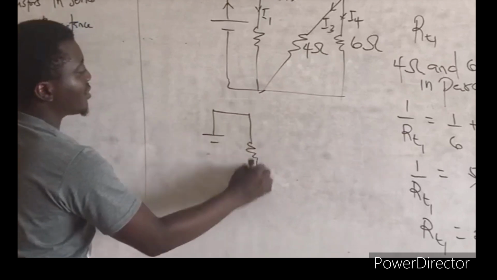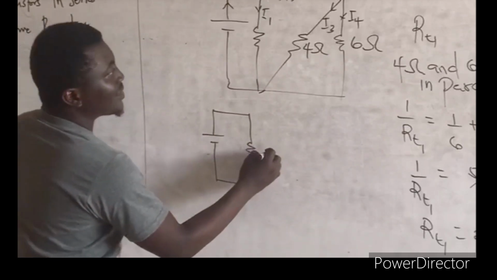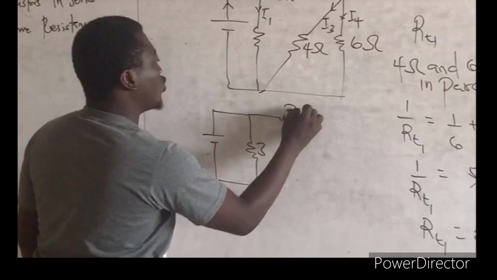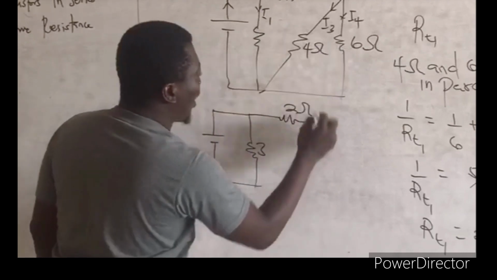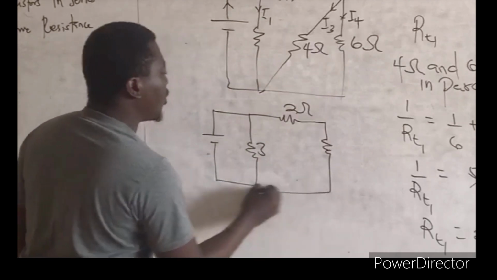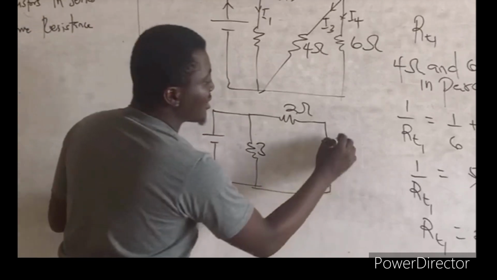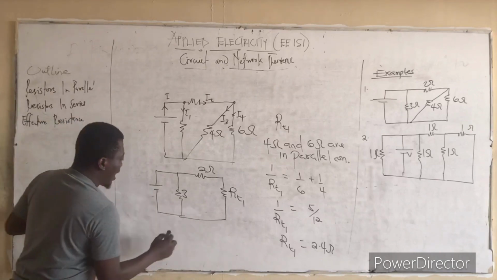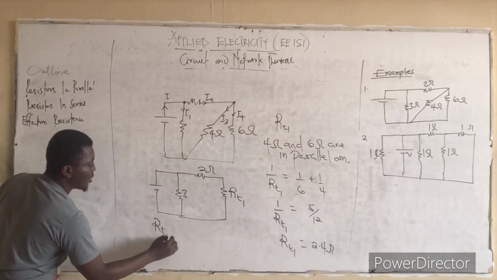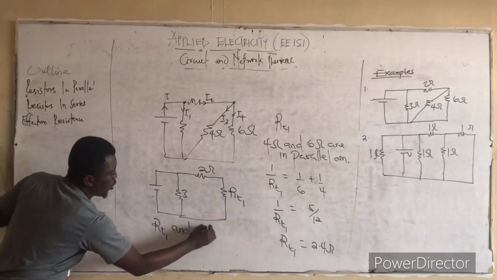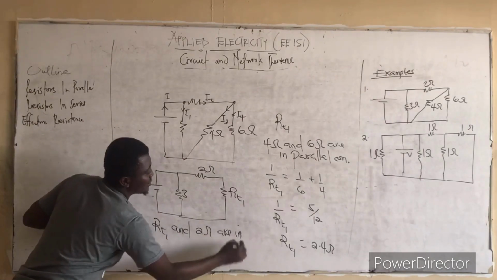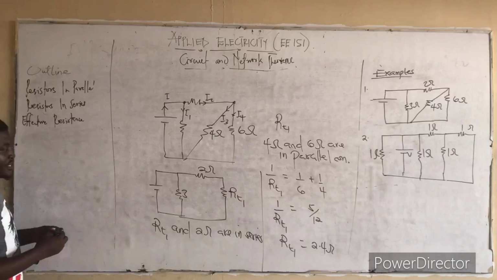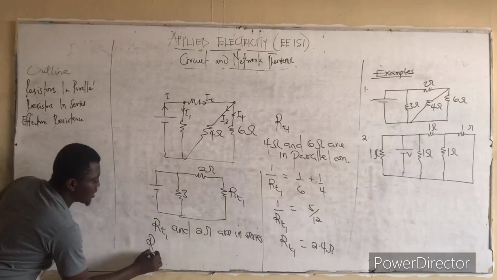So you have this. This is now 3. Then we have 2 ohms. Then these two are merged. Since they merge, you represent them with one resistor, which is now our RT1. So now you can see that RT1 and 2 ohm are in series. Since they are in series, we are going to find RT2.